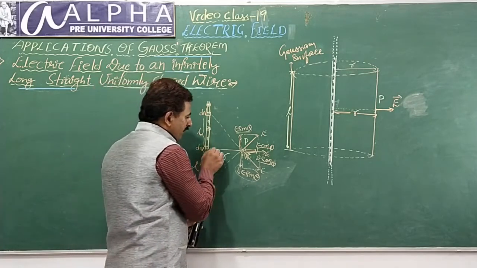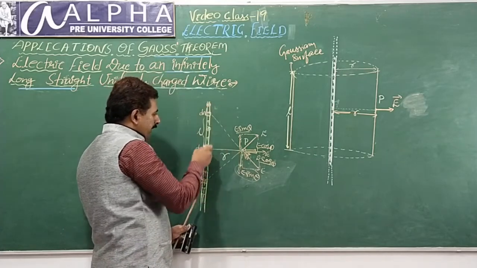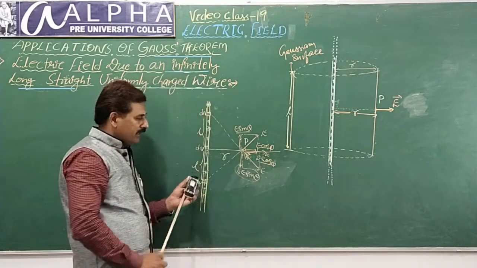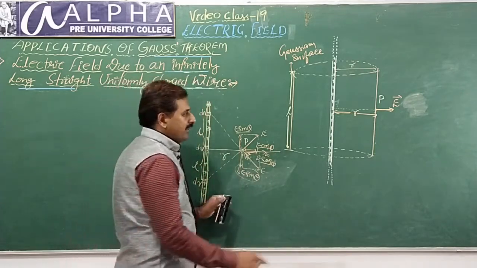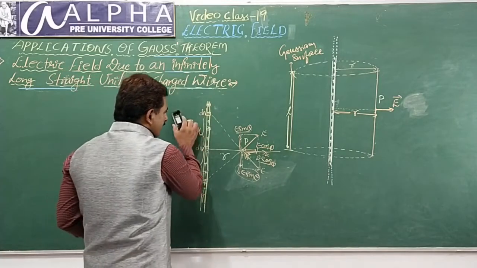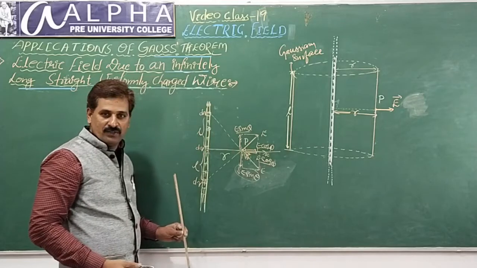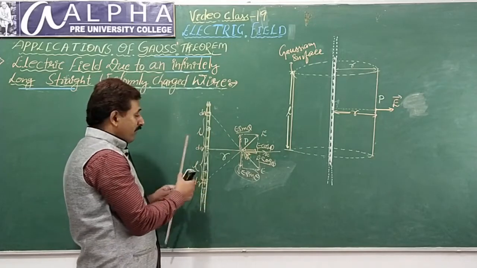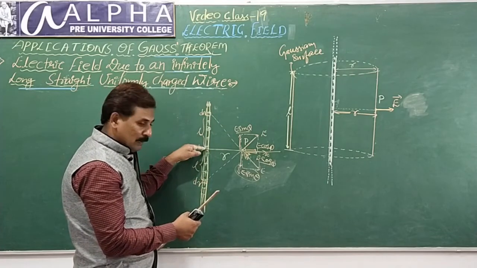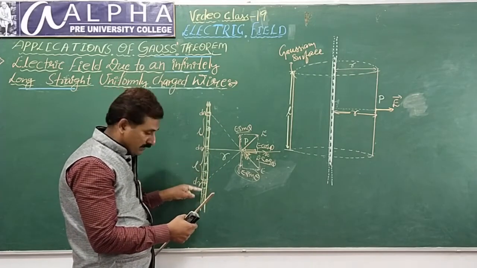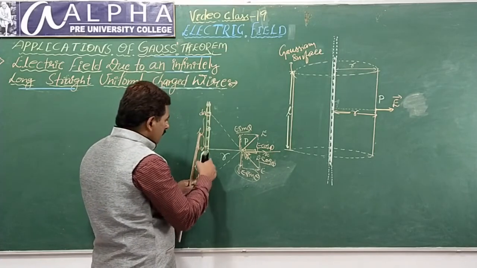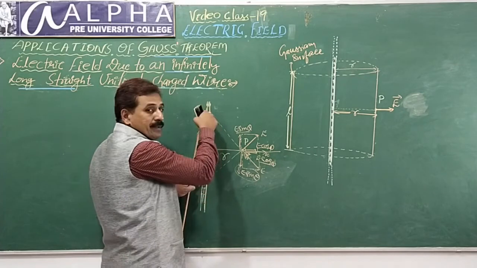Therefore, the electric field due to the entire conductor will be along the normal to the conductor, only along the normal to the conductor. Let it be E. This is what you have to remember. You need not explain this here. Understood, students? So this is called symmetry. For every point up here in the conductor, there is a corresponding point down here. So the field due to a point down is equal to the field due to a point up here.